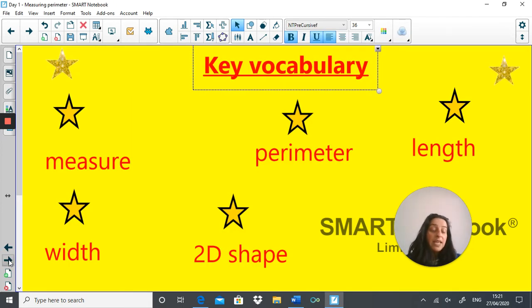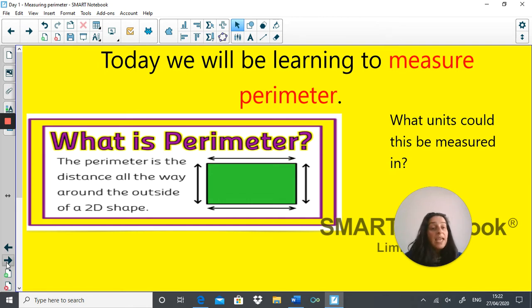So as always in our lessons, we always talk about what the key vocabulary is for any given topic. The key vocabulary that we have for this topic of perimeter is measure, perimeter, length, width, and 2D shape. Now, today we'll be learning how to measure perimeter.